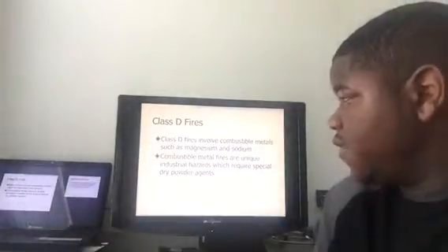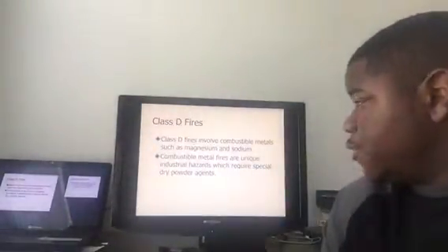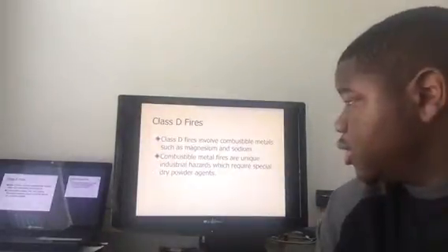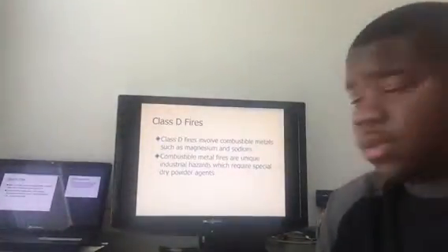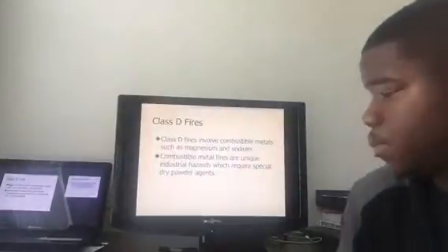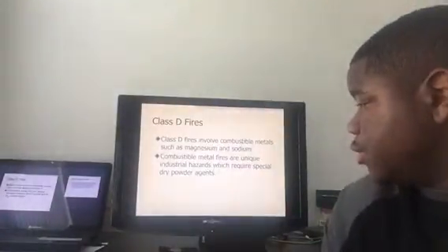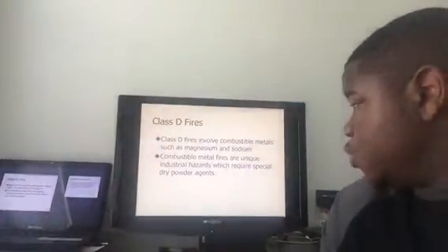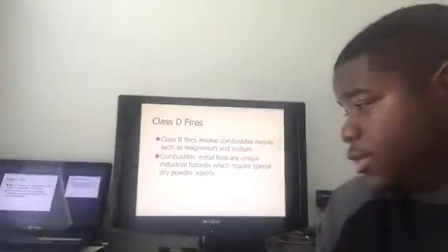All right, so Class D fires. Class D fires involve combustible metals such as magnesium and sodium. Combustible metal fires are unique industrial hazards which require special dry powder agents.